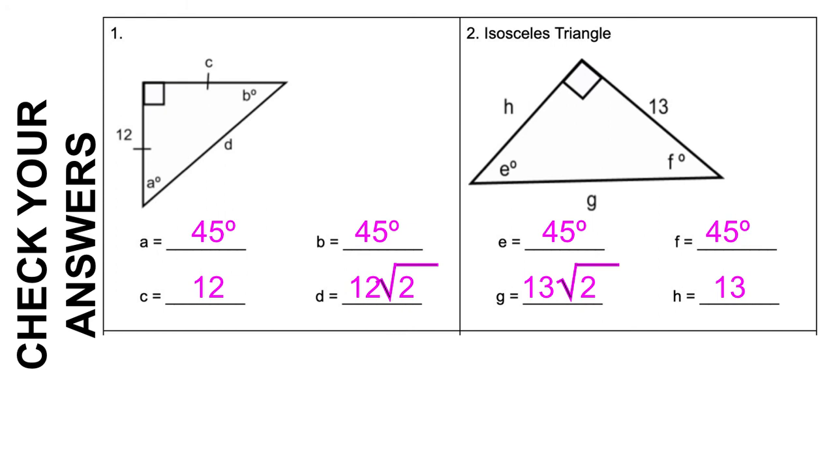The other triangle here, it says that it's isosceles again, so that means our two side lengths are going to match. So if this is 13, that means H is also 13, so I filled that in here. And since it's isosceles, these two angles have to be the same for E and F. And then my hypotenuse is just 13 times the square root of 2.